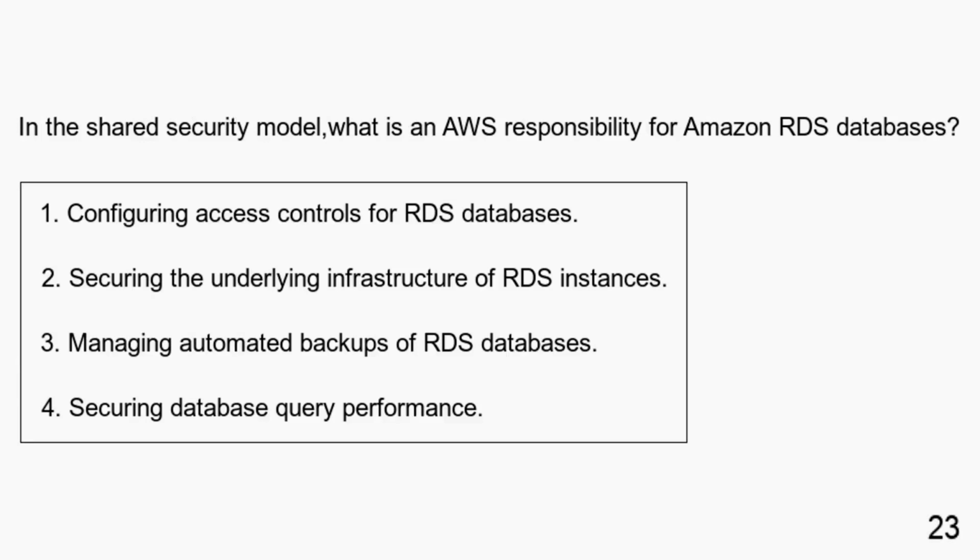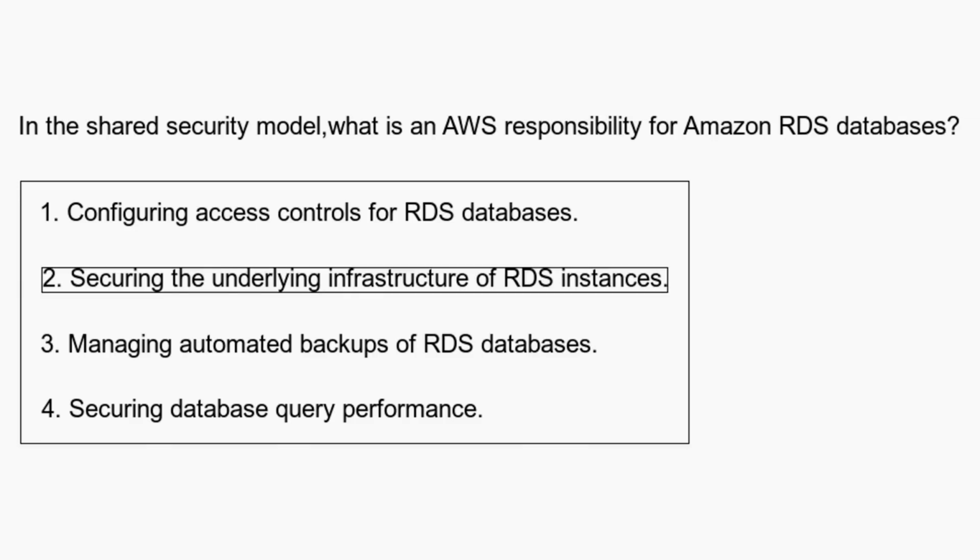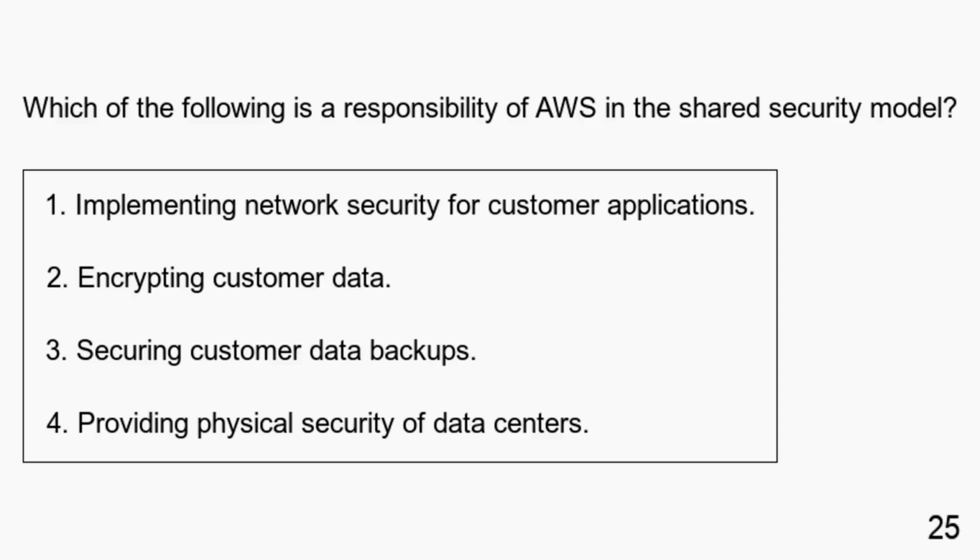In the shared security model, what is an AWS responsibility for Amazon RDS databases? Configuring access controls for RDS databases. Securing the underlying infrastructure of RDS instances. Managing automated backups of RDS databases. Securing database query performance. AWS is responsible for managing automated backups of RDS databases in the shared security model.